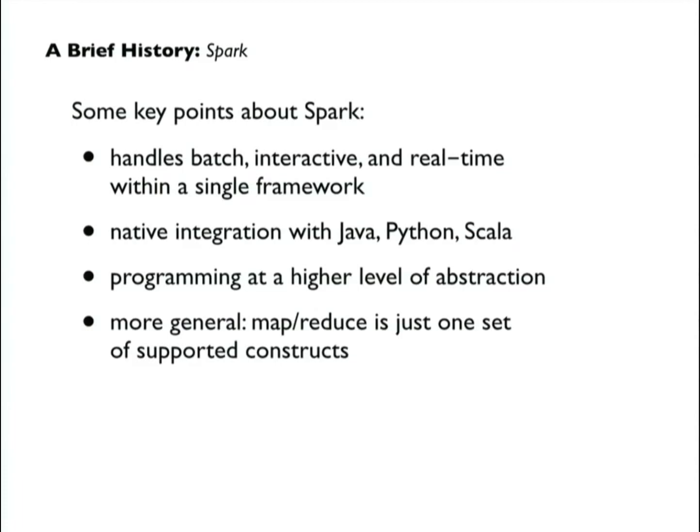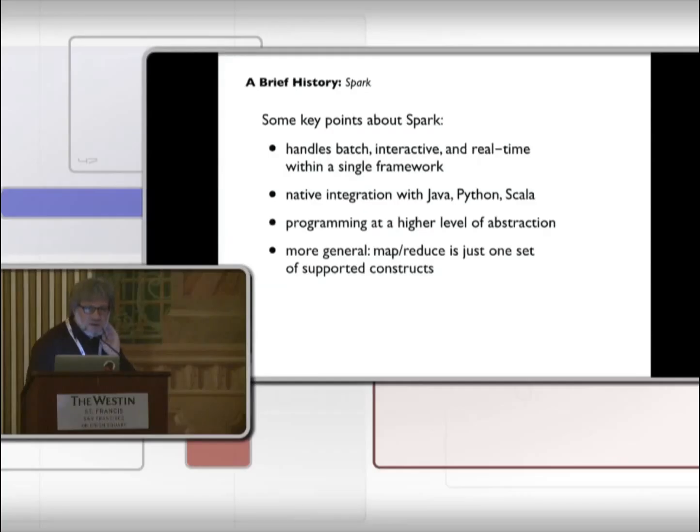So, some key points about Spark. This has been covered in a lot of detail, so I'm just going to touch on some of the high points. Definitely it handles batch, interactive, and real-time, all within a single framework. That should be updated to talk about machine learning and SQL, et cetera. There's native integration with Java, Python, Scala, now SQL, and work in progress on R. I heard yesterday about a project involving Clojure, so there's a Clojure DSL as well. I think it's called Flambo.